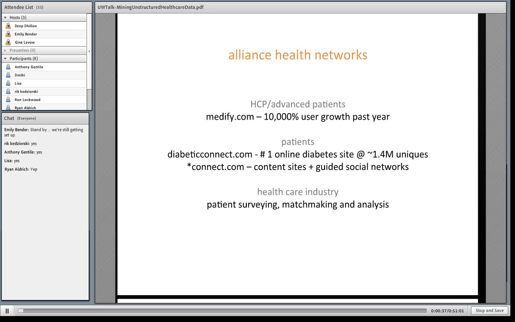We are a company of about 80, 85 folks. We have a number of online health properties, one of which is Medify.com, which targets healthcare practitioners and advanced patients online. That's the one I'm going to spend the most time talking about. And in the past year, we've seen about 10,000% user growth, so it's been a pretty good year for us. Our demographics are about 70% healthcare professionals and 30% advanced patients, and of HCPs, the majority are physicians.